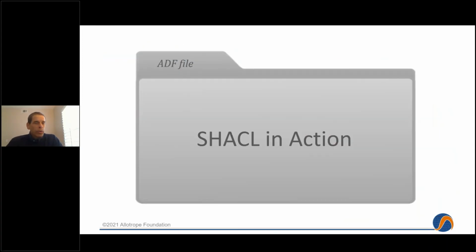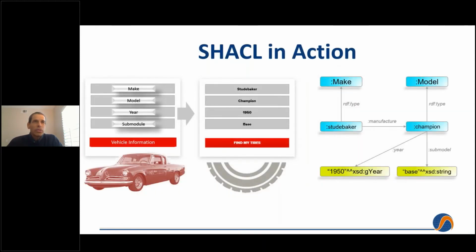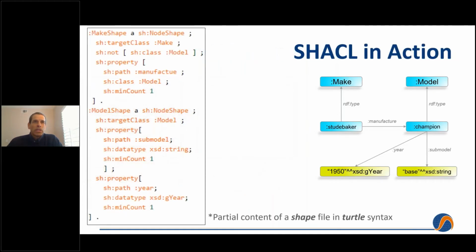And now that we are experts on the theory of SHACL, we can exercise on a daily life use case. For this use case, we will validate the selection of a tire for a 1950 Studebaker Champion, our old car, base model 1950. So let's look at the SHACL. It's a partial content of a shape file in Turtle syntax on the left side. And on the right side, we have the data graph to be validated.